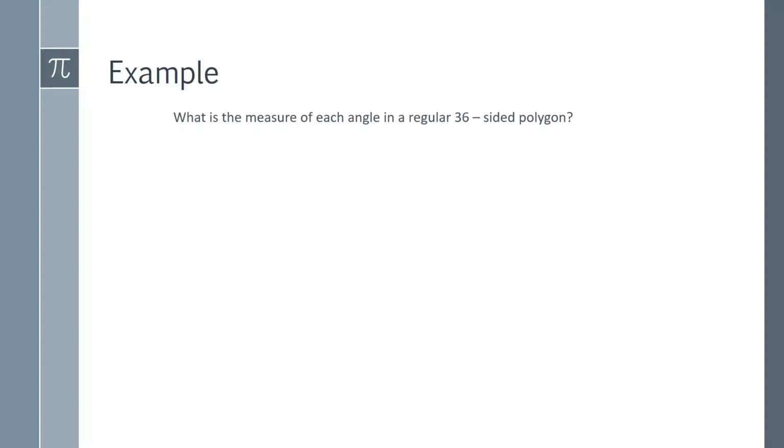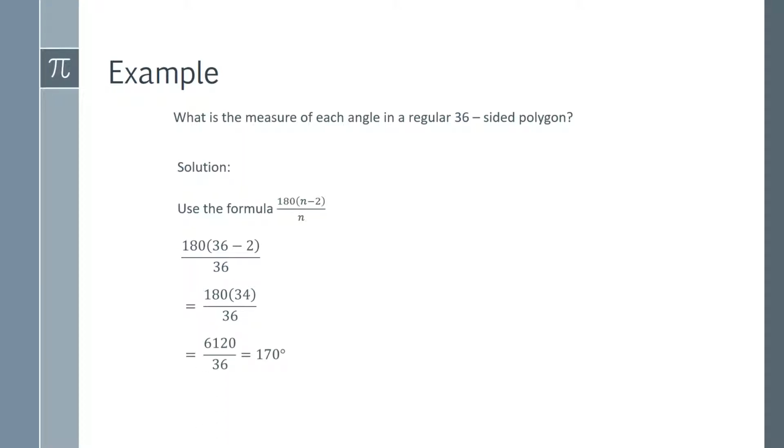So let's look at how we're going to apply this. Let's say we wanted to know the measure of each angle of a regular 36-sided polygon. I don't know if you've ever seen a regular 36-sided polygon before. Probably not. It's going to be fairly close to a circle. So we're going to expect this angle to be a pretty big angle. So let's take a look at what we got. We're going to apply our formula, 180 times n minus 2 divided by n. n is 36 in this particular problem. 36 minus 2 is 34. So we're going to multiply 180 times 34. That's 6,120. If we divide it by 36, we'll get 170 degrees. So each angle of a regular 36-sided polygon is 170 degrees.